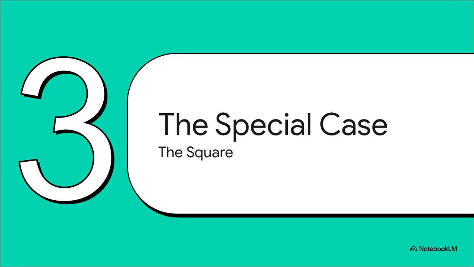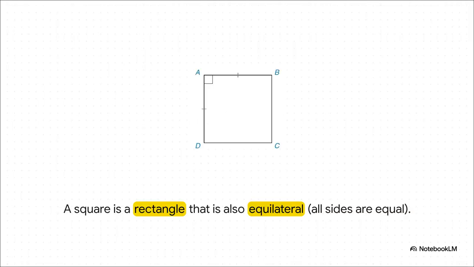Now that we've really got a handle on the rectangle, let's look at its very famous, perfect cousin, the square. What is it that makes a square so special? So here's the thing. A square is a rectangle. It's a type of rectangle. It follows all the same rules.